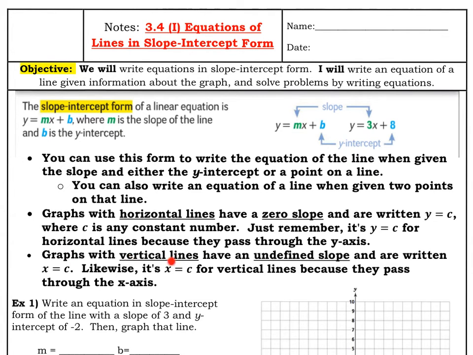Graphs with vertical lines are going to be in x equals form. So it'll be x equals c, and that's called an undefined slope. If you can go straight up and down but not side to side at all, that's an undefined slope. And so those get mixed up a lot. Like people get mixed up with, do I say horizontal lines are y equals or x equals, and same thing for vertical lines. So I just say this: horizontal lines are y equals because they pass through the y-axis. And then vertical lines are x equals because they pass through the x-axis.